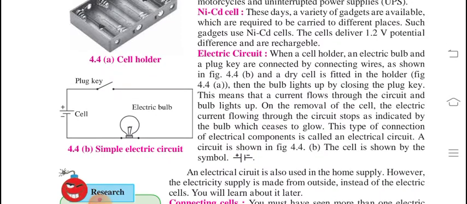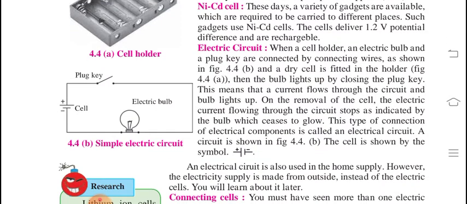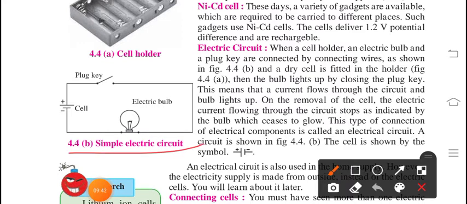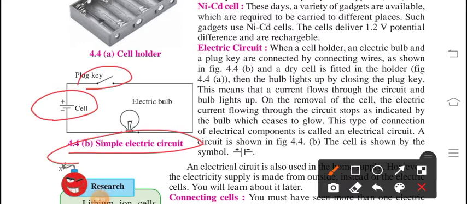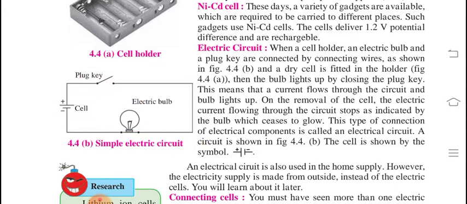And this is the electric circuit diagram, a simple circuit diagram. Here is your cell, here is your plug key, and here is your bulb. If you close this plug key, then your bulb will glow. If you open this plug key, then your bulb will not glow. Okay, so this is the circuit diagram for the same.